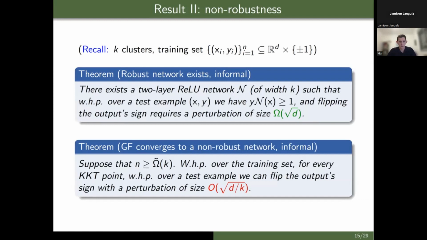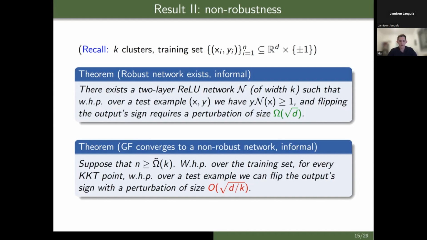So let's start with the first theorem. We show that there exists a two-layer ReLU network such that if we choose a test example, then with high probability, the example is labeled correctly by the network. And flipping the sign of the output requires a perturbation of size at least omega of square root d.